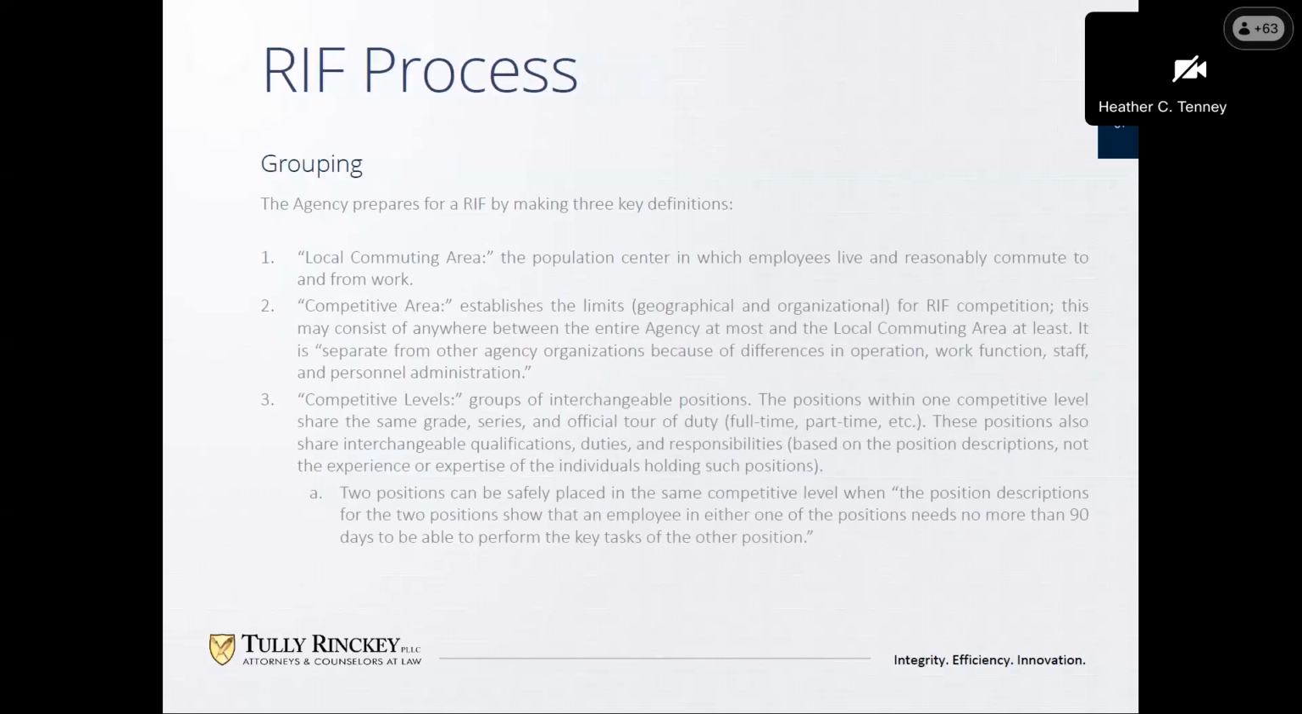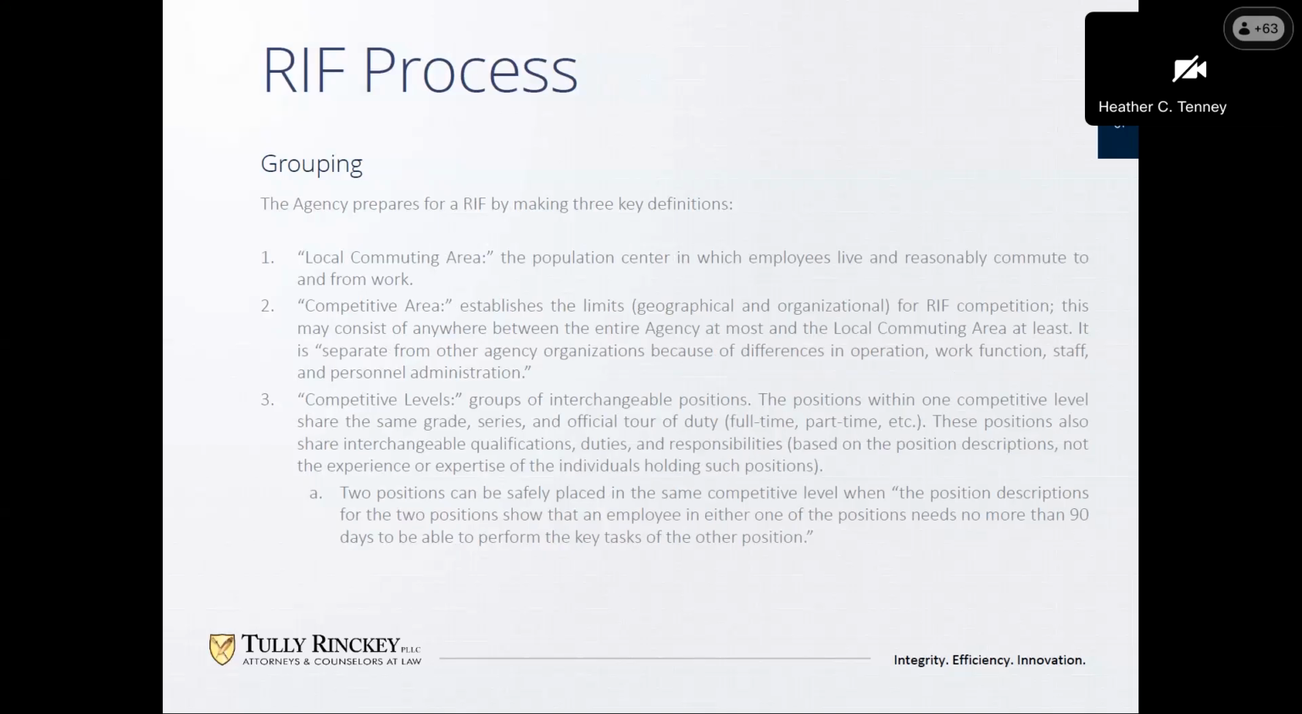So in order to prepare for a RIF, the agency needs to make 3 key definitions. Those definitions are local commuting area, competitive area, and competitive levels. I'm going to start with competitive area because it has a significant interplay with commuting area. So competitive area are the boundaries within which employees compete for retention under the RIF regulations. Basically, it establishes the geographical and/or organizational limits for RIF competition.